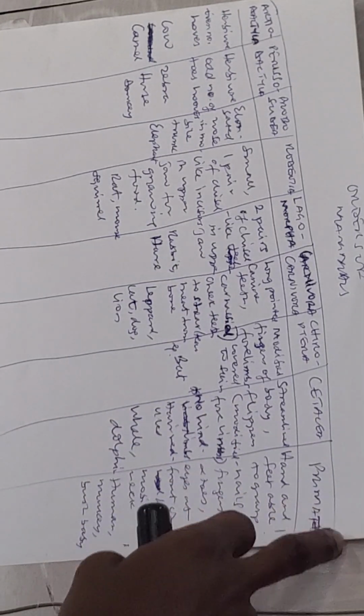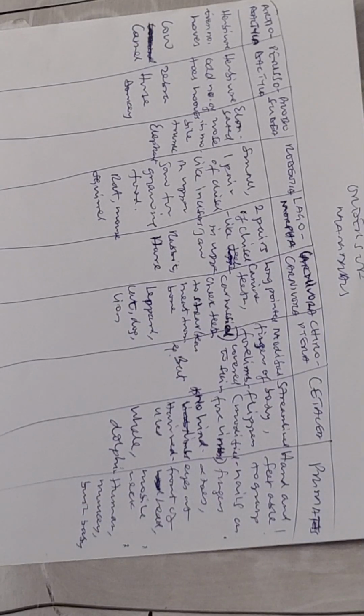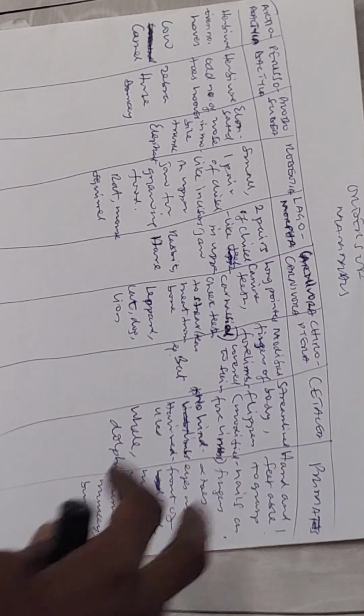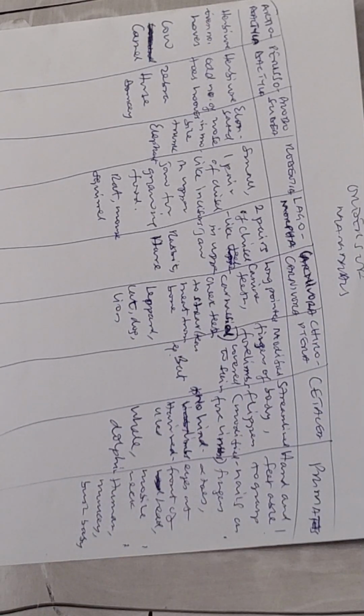And then we have the primates like ourselves, human beings. We have hands and feet to grasp, nails on our fingers and so on. Right, so this was another example.